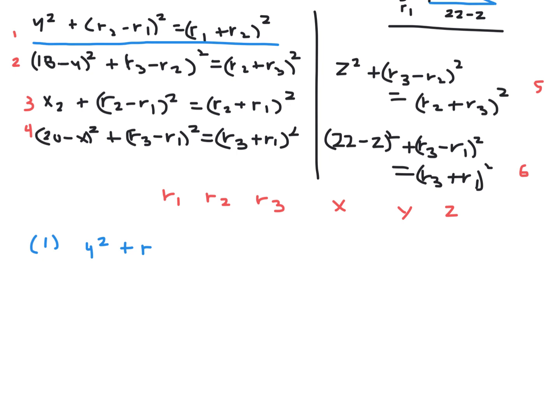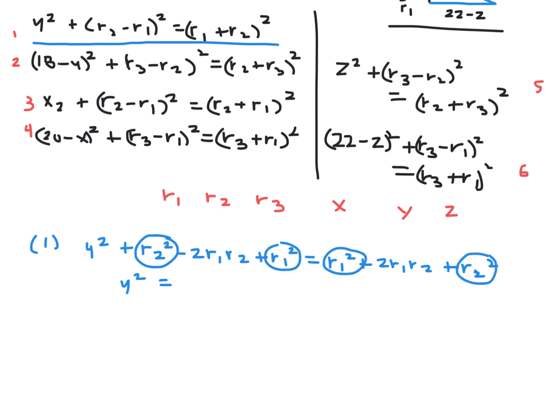Well, I'm putting it, actually, yeah, hold on. R2 squared minus 2r1r2 plus r1 squared equals r1 squared plus 2r1r2 plus r2 squared. Right? Okay. So that means y squared is equal to, let's see what cancels here. This cancels, and then we just have 4r1r2. So therefore y is equal to 2 times the square root of r1r2. Okay? All right, so that is the only one I'm going to do.